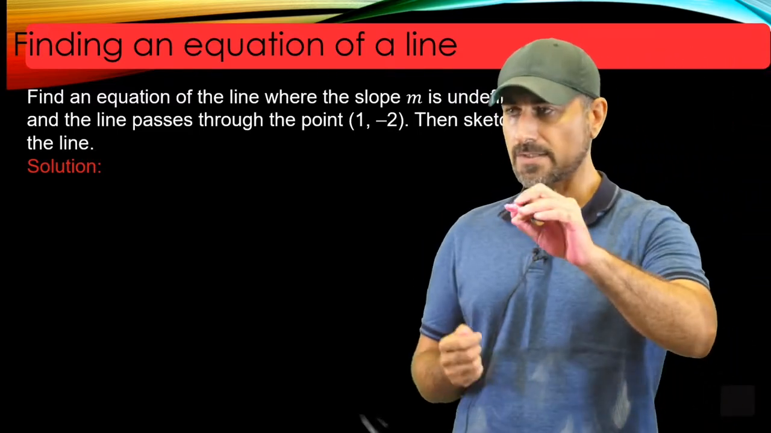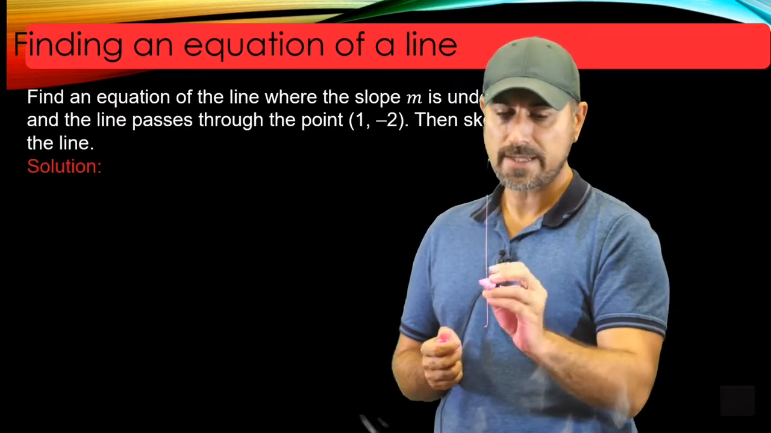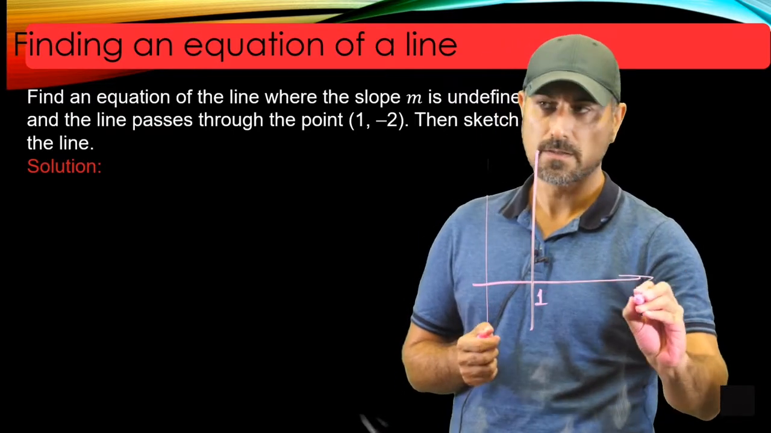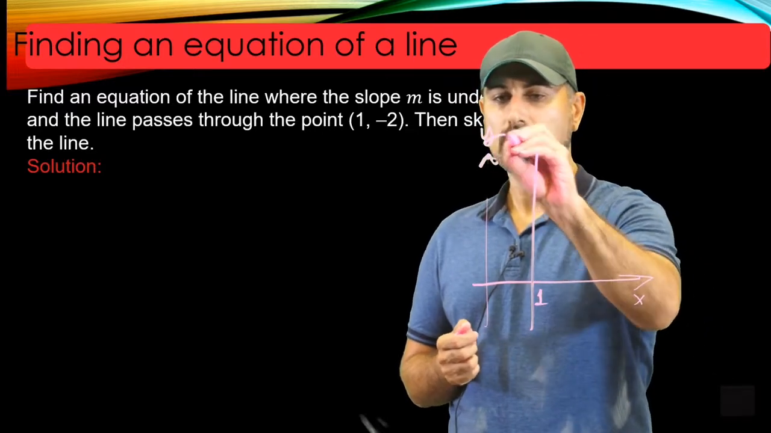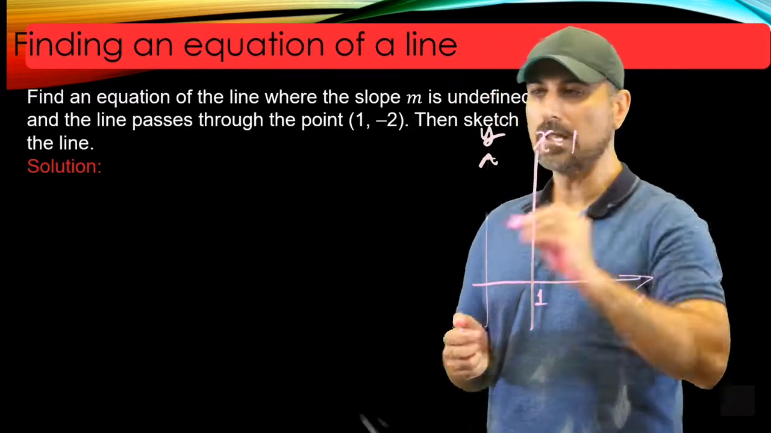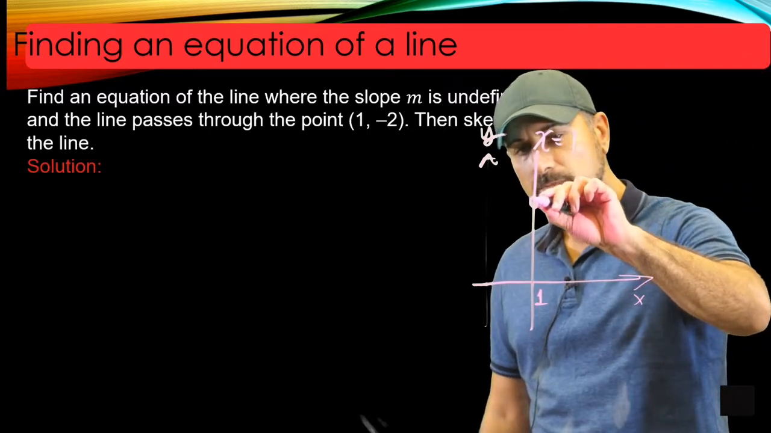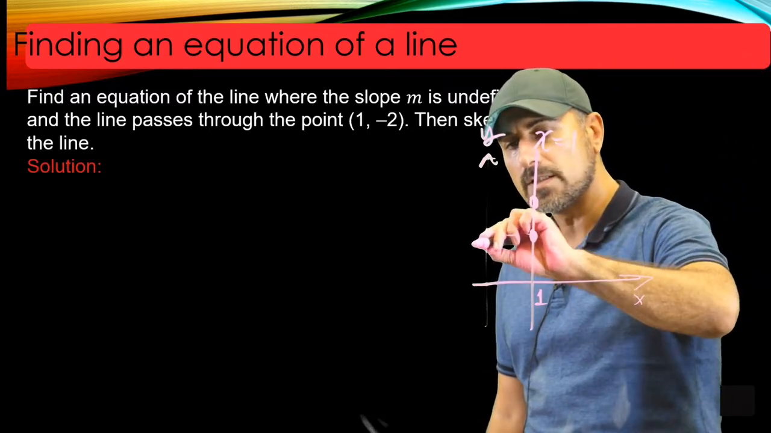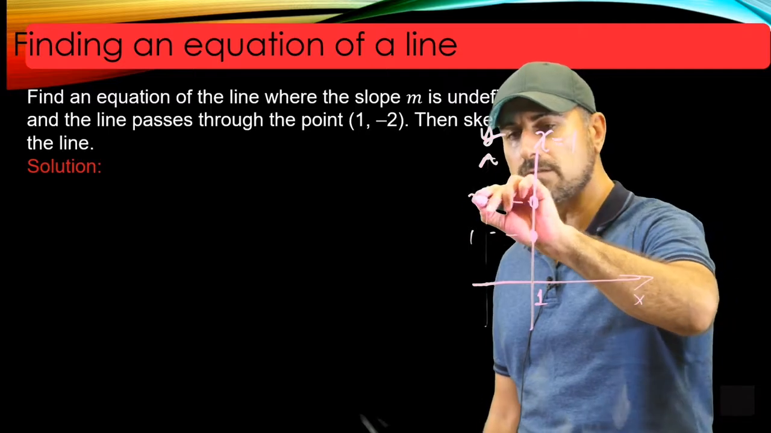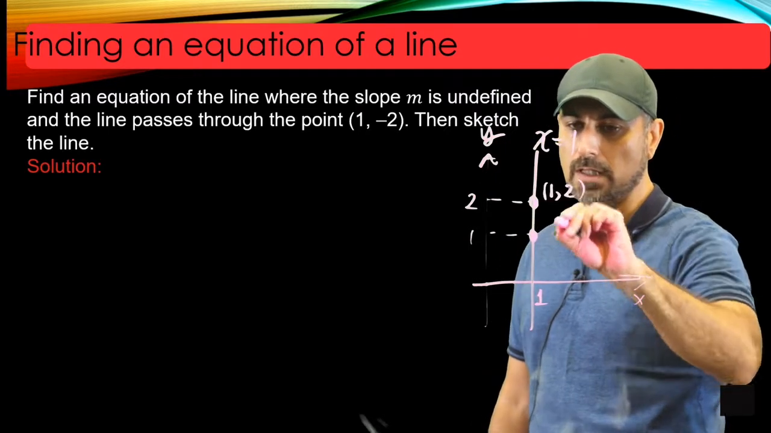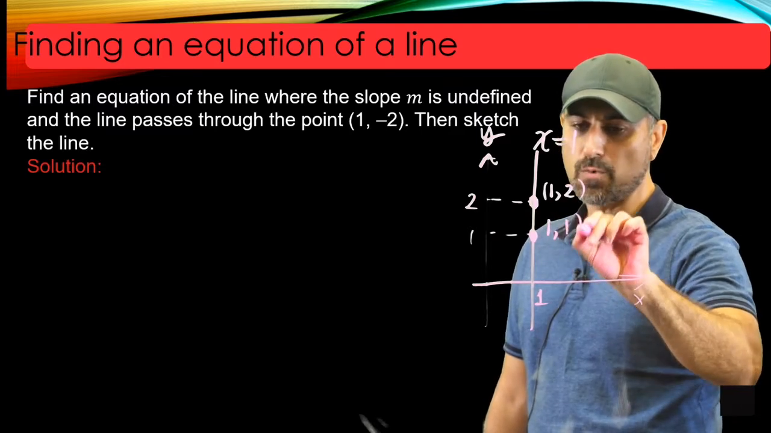Okay, because as an example, if you have, let's say, a vertical line, this is the vertical line, x equals 1. And if you choose 2 points on the line, let's say this is 1 and then this is 2. So this point is (1, 2), and this point is (1, 1).